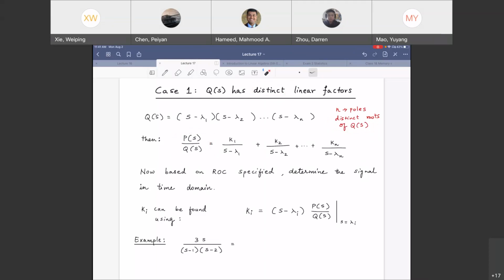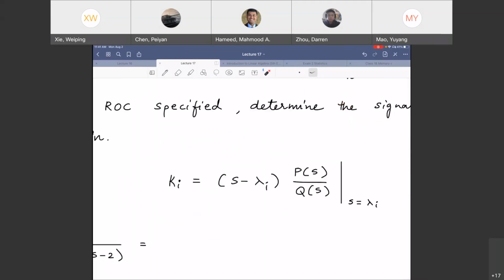Then what do you have? P of S divided by Q of S in general can be written as k1 divided by S minus lambda 1, k2 divided by S minus lambda 2, and so on up to kn divided by S minus lambda n. Distinct roots, factored, what else? Proper, right? Those are the requirements for this to happen. Now, how do you find k1, k2, kn? Well, you just find the residue. You guys remember residue? Okay, so you multiply this function with S minus lambda i, and substitute S equals lambda i to get ki.